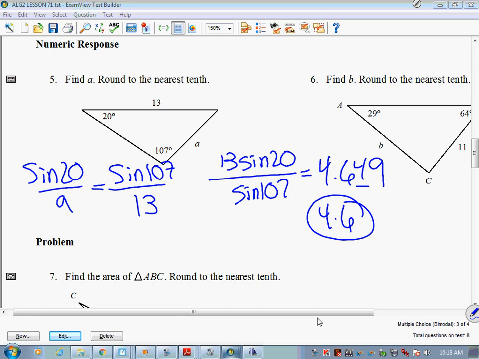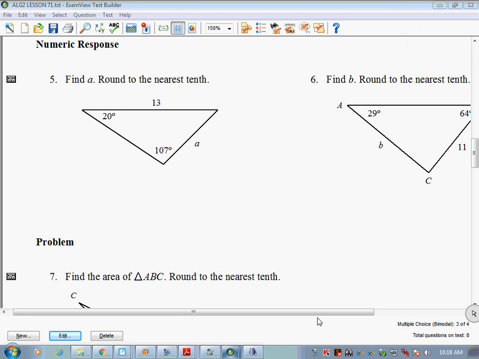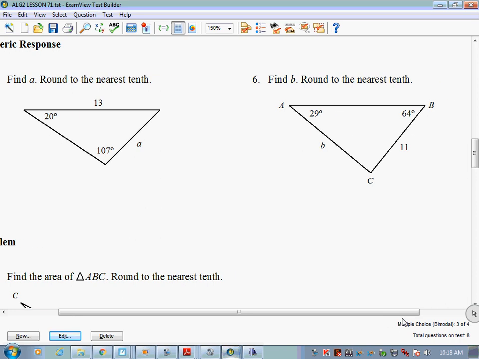Do we understand this so far? Okay, feel pretty comfortable using the law of sines here to find some missing side lengths. All right, let's scroll over here to number 6. Yaneth, help me out here. We're going to set up our proportion. We want to find B. What would you put top left? Sine 64 over what? Over B, good. Equals, what's top right?